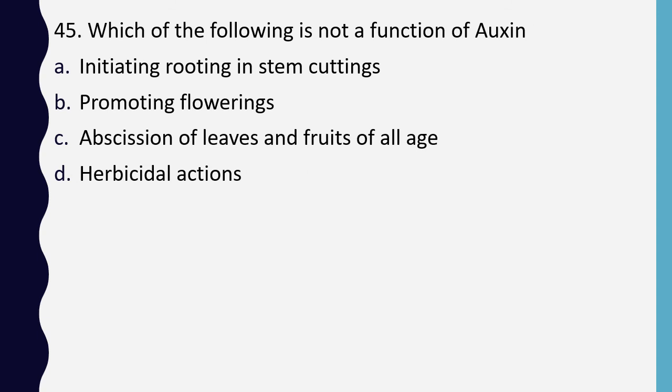Question number 45. Which of the following is not a function of auxin? Initiation of rooting in stem cutting, promoting flowering, abscission of leaves and fruits of all ages, herbicidal action. The correct answer is option C. Abscission of leaves and fruits of all ages is not a function of auxin.